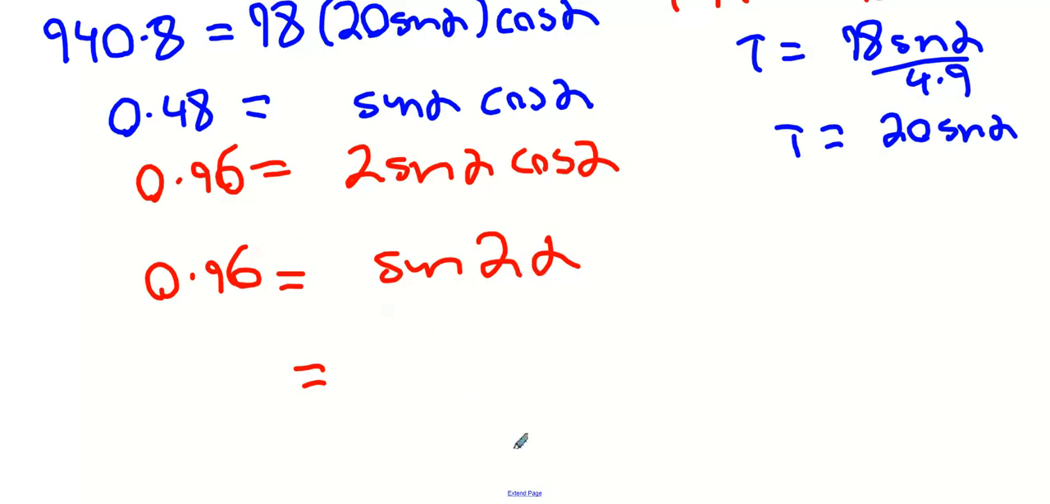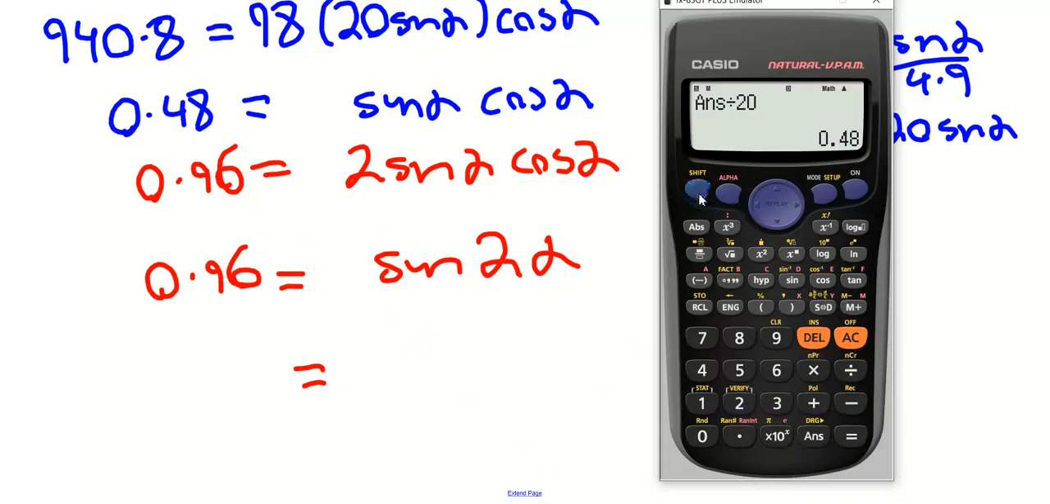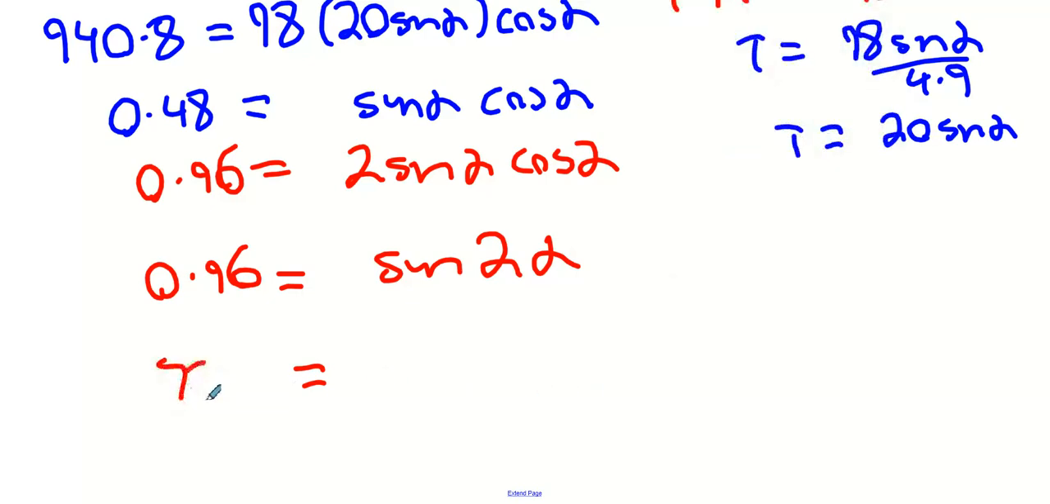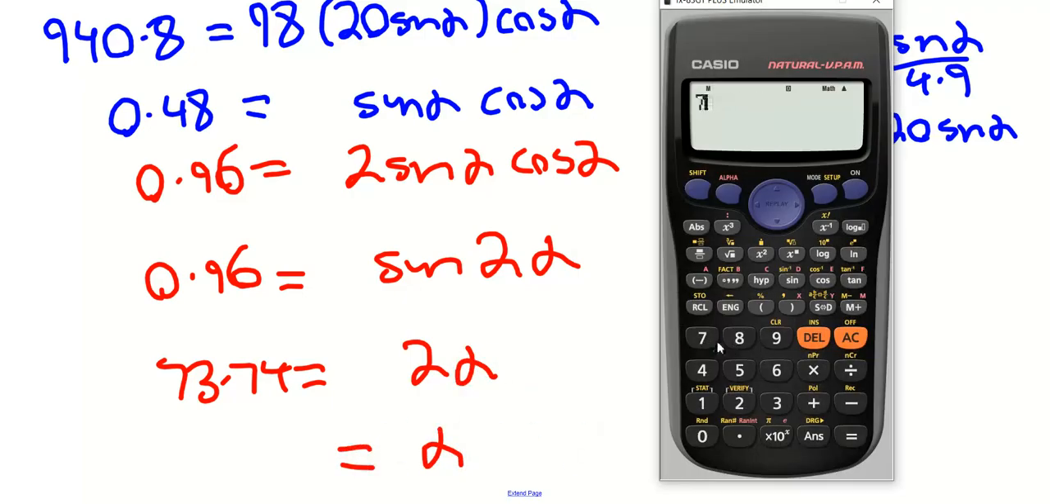Now, we're going to sine inverse it. What happens when we sine inverse it? What do we get? 73.74? That's what 2 alpha equals. So alpha will have to equal half your answer. Divided by 2.